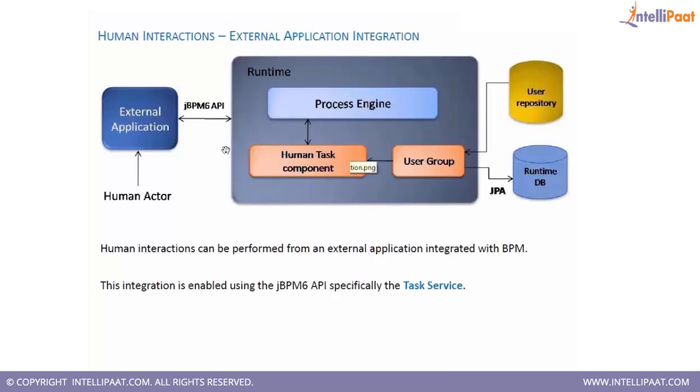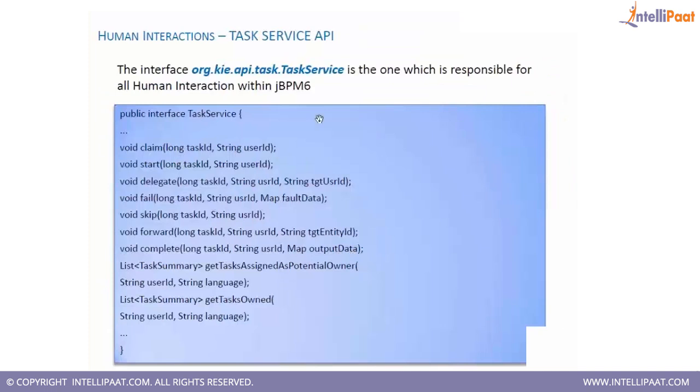For this particular interaction to happen, the API that we are using is the task service. I've just given the interface, org.kie.api.task service, and some of the methods that we see: claim, start. These are the buttons that we will be seeing when the human actor is interacting in the workbench. Delegate, fail, skip, forward, complete, get all the tasks for a particular user. The one that we see on the UI with different rows, 5 tasks pending for a user, that is obtained using this particular method, and many such things.